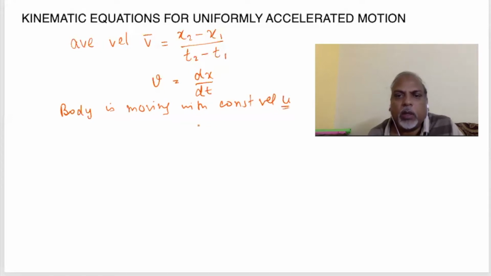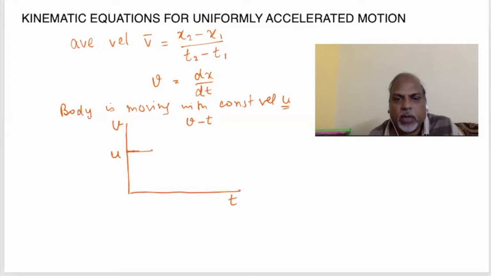Suppose your body is moving with constant velocity u with respect to time, then what will be its graph? The v-t graph will be, it is v, it is t, and here u, and since it is constant with respect to time, it will be parallel to the t axis.